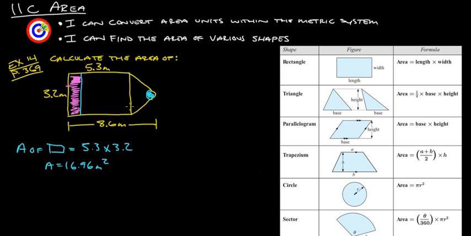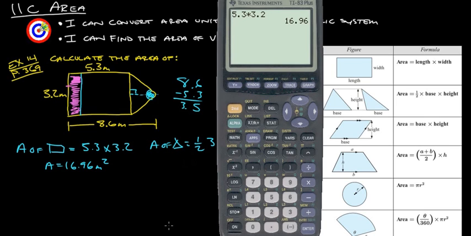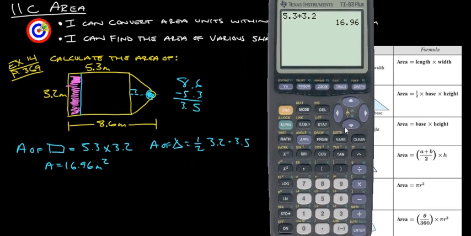And then we got to figure out the area of this triangle here. So the base is 3.2, and then the height of this triangle is going to be the difference between 8.6 and 5.3, right? Because if this is 5.3 and this whole thing is 8.6, the difference will be the height. So the height here is going to be 8.6 minus 5.3, which gives us 3.5 for the height, right? So the area of the triangle is going to be 1/2 the base, which we figured is 3.2, times the height, which is 3.5.